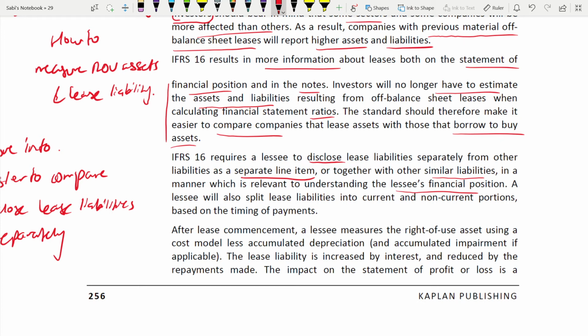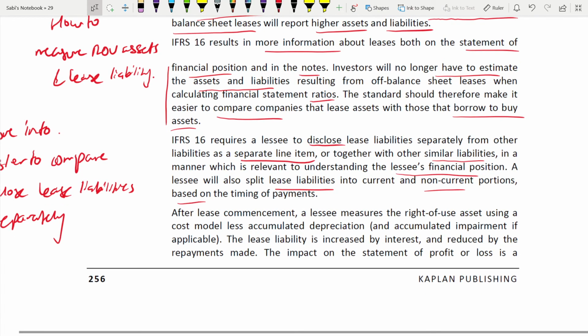Now, that lease liability you have to split between two things: non-current versus current. It depends on the timing of the payment. If you are paying within 12 months, current; otherwise non-current. Okay, the lease liability.